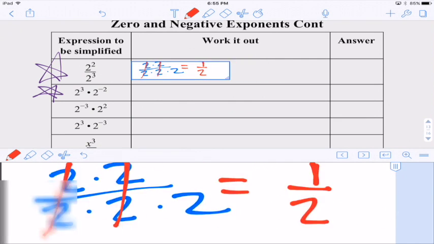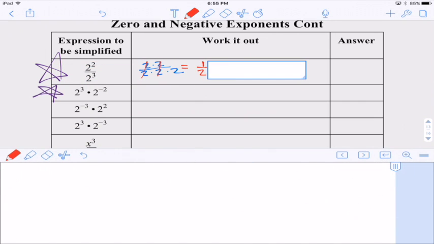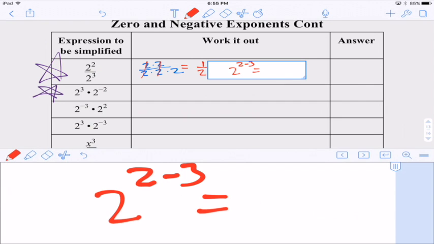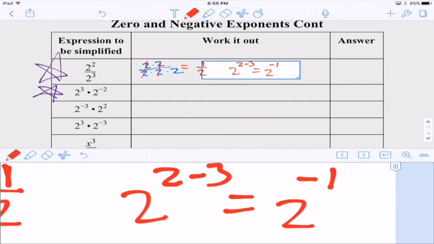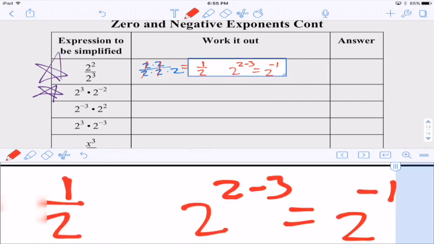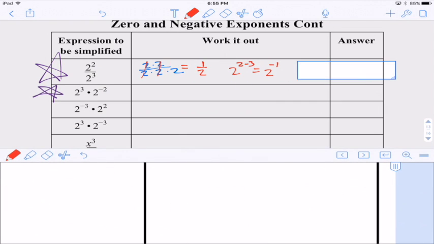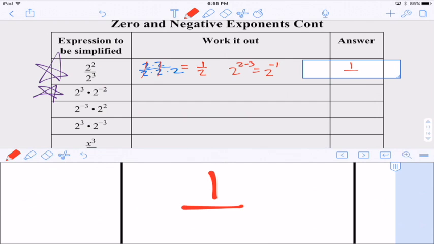If we did the other way, the subtraction rule, we would get 2 to the 2 minus 3 power, which is 2 to the negative first. So that 2 to the negative first is that 1/2. It flipped it. So we got 1/2.